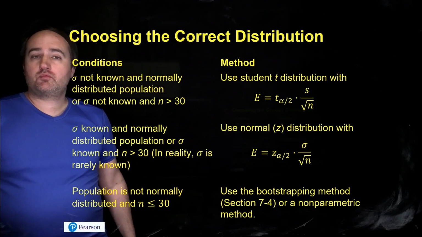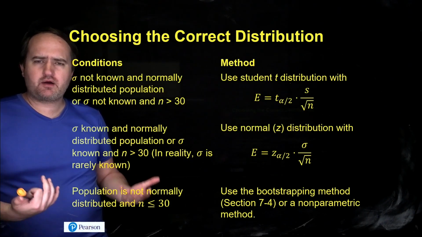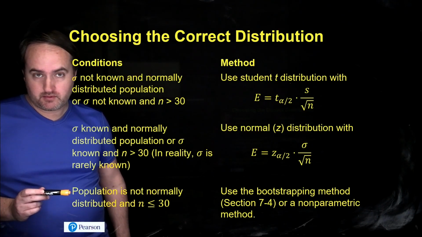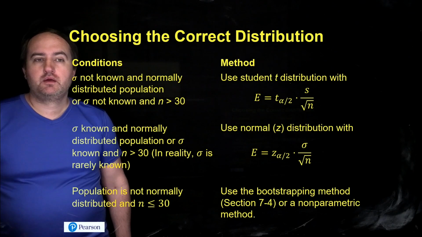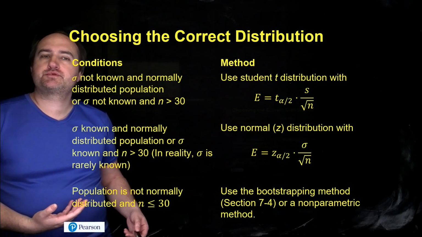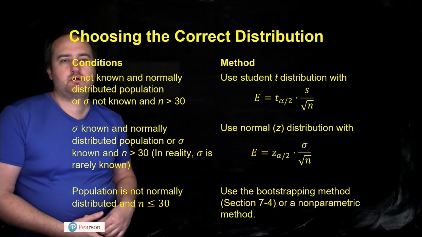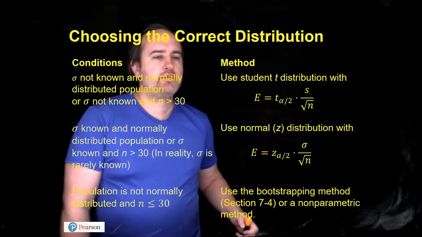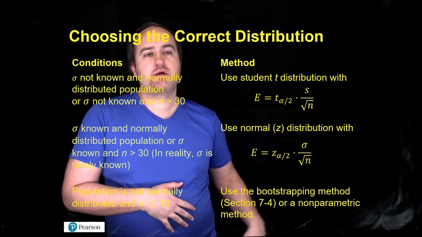Okay, and then the case that we're not covering in our course, it's not part of the curriculum, but you might be curious about is, how do people do statistics if we know that the population is not normally distributed and we know that n is less than or equal to 30? If that were true, we can't use either of these first two cases. It turns out that the way people do that is, as you might have guessed, they use computers or advanced software, maybe some calculators, but usually computers. They use what's called the bootstrapping method, section 7.4, or a non-parametric method.